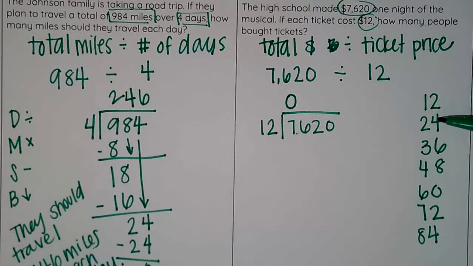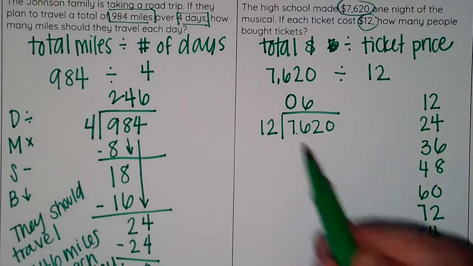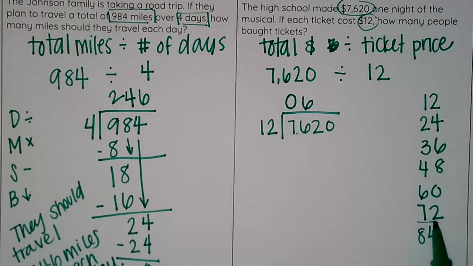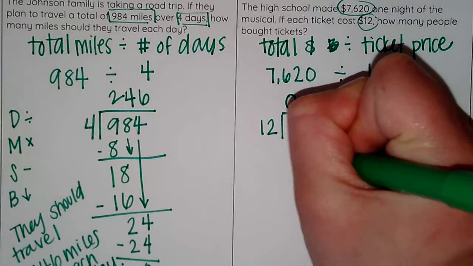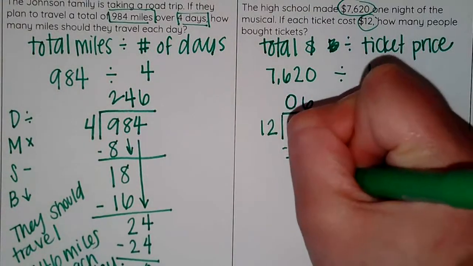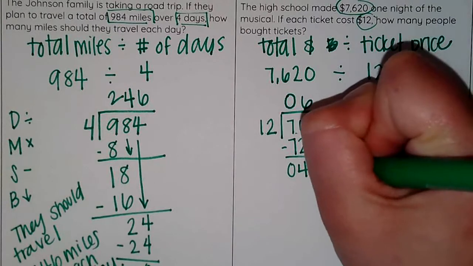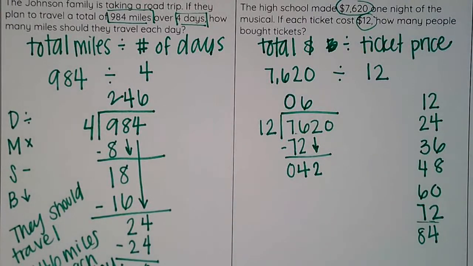So we count 1, 2, 3, 4, 5, 6. 12 goes into 76 6 times. 12 times 6 is 72. So now I subtract. 6 minus 2 is 4. 7 minus 7 is 0. I've multiplied, subtracted. I move on to my bringing down. All right. How many times does 12 go into 42? Again, I look for a number that is less than 42 or equal to 42.